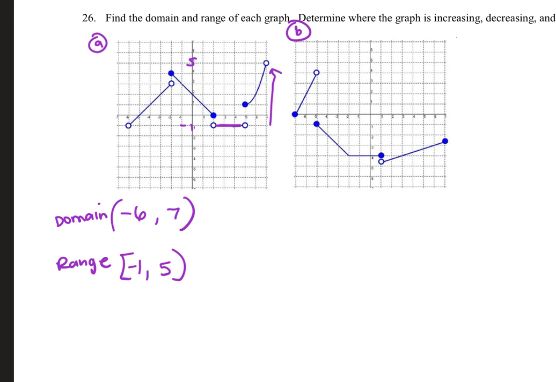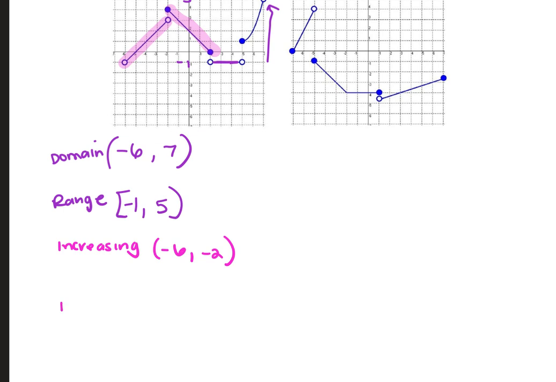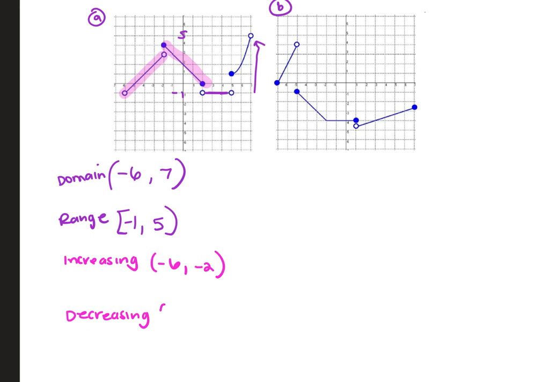And then my pattern starts by rising as I move from left to right, so it's increasing first from -6 to -2. And remember, a point can't be increasing, so it always gets the parentheses. Then it changes to decreasing from -2 to 2. Then it's constant with open dots from 2 to 5. And then it's increasing again from 5 to 7.